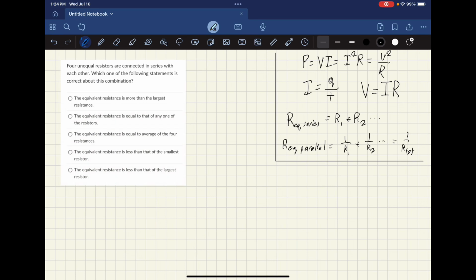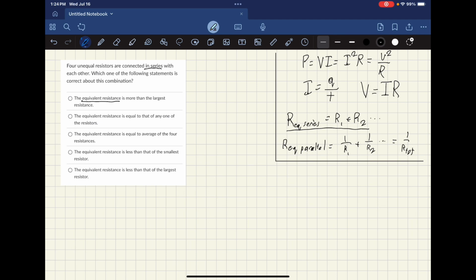This next question is a more conceptual question. We have 4 unequal resistors connected in series with each other. That's a key piece of information. Which of the following statements is correct about this combination? All of these statements are asking about the equivalent resistance. So the equivalent resistance for a series, I've already written it down here. It's just the resistance of each individual resistor added up.